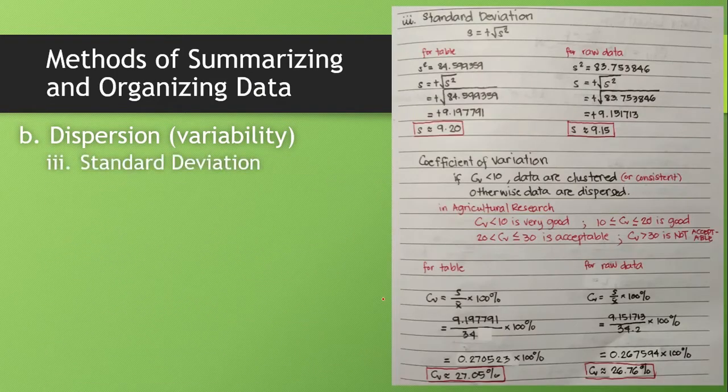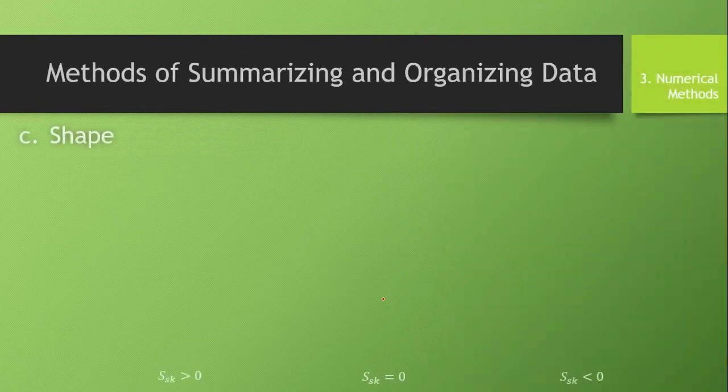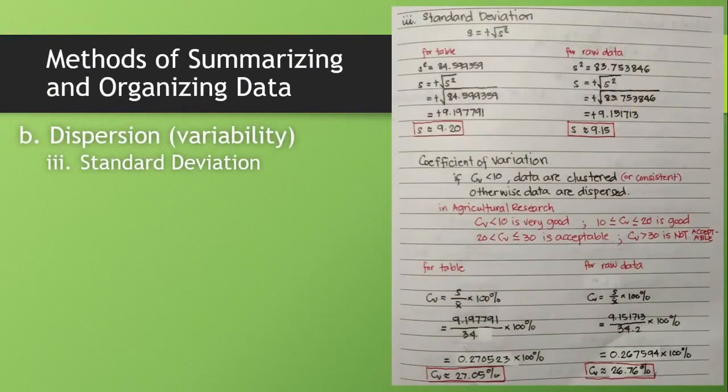So using our example, the table and the sorted data, we have these. So for the group data, since we already have the variance, we just have to get the square root of the variance, and that's the square root of 84.599359.